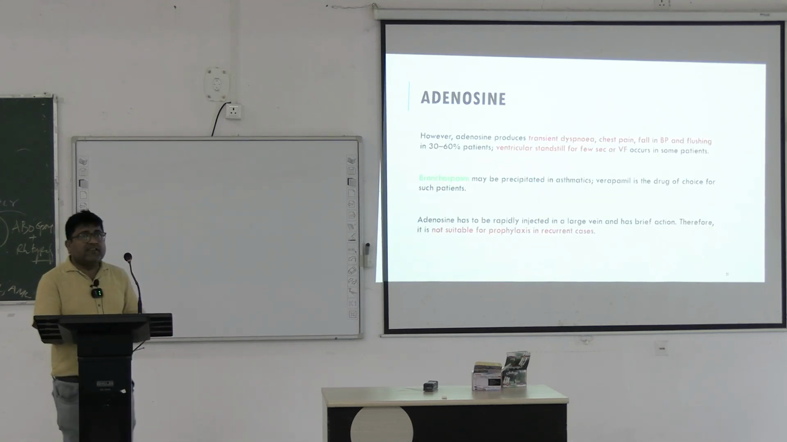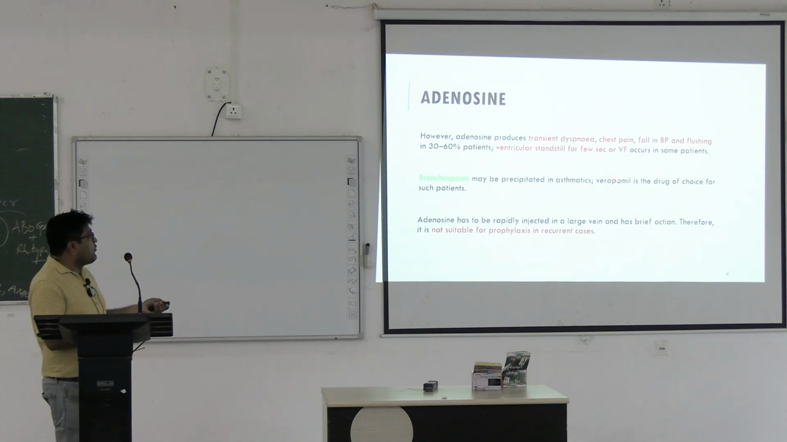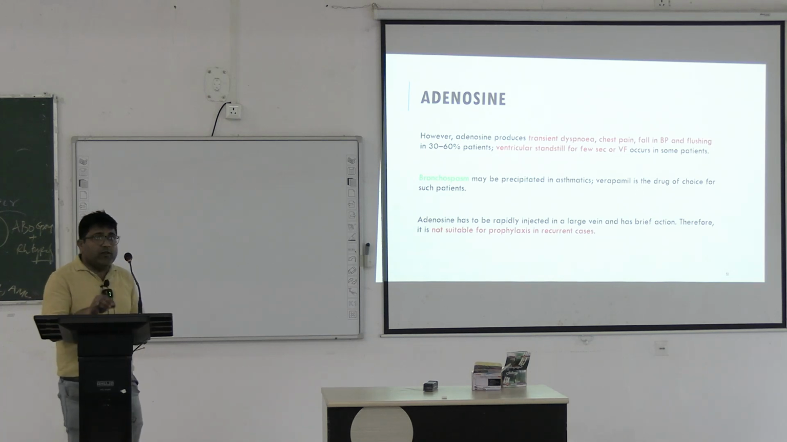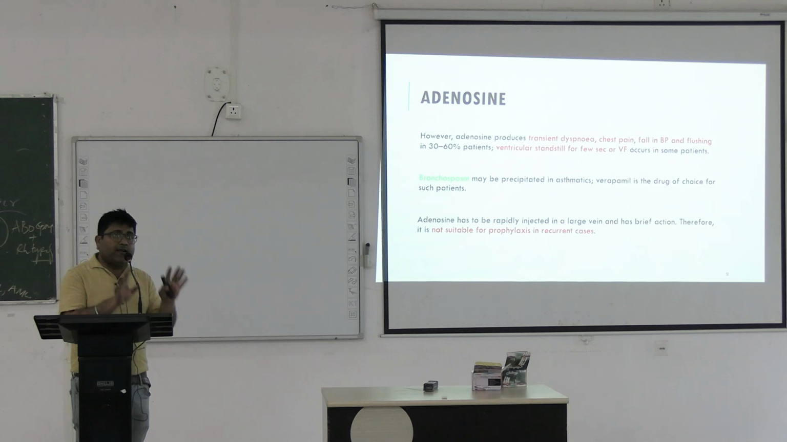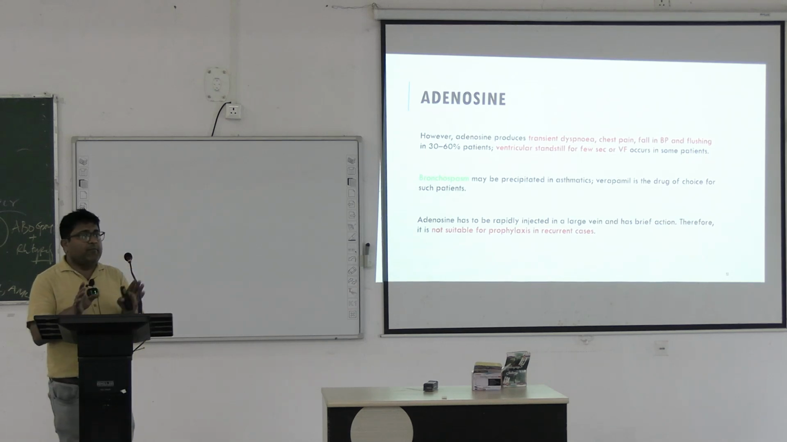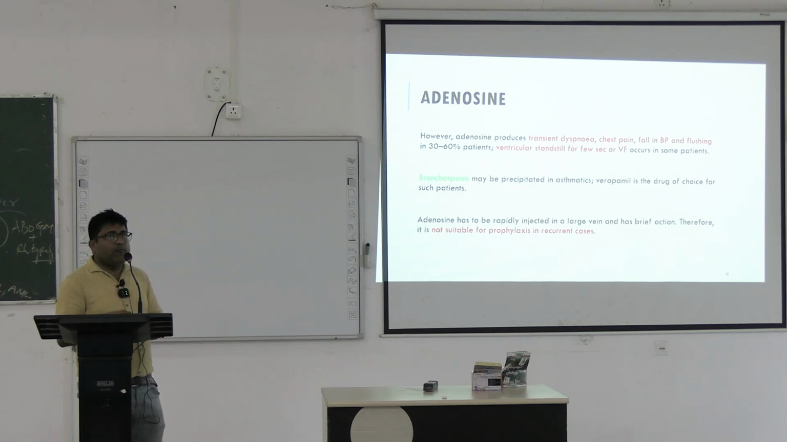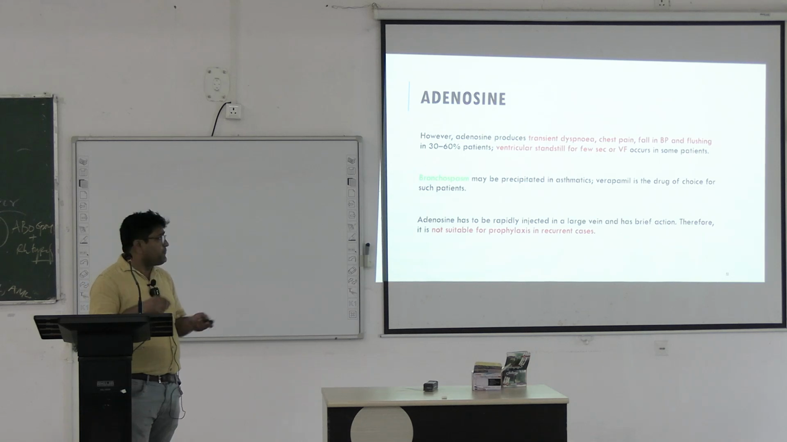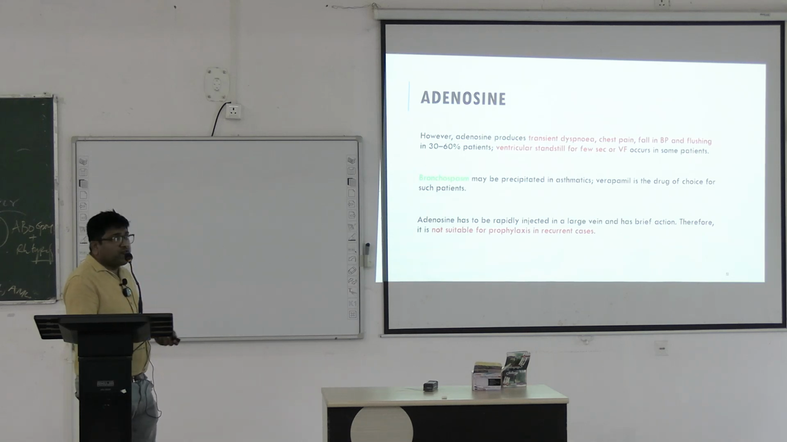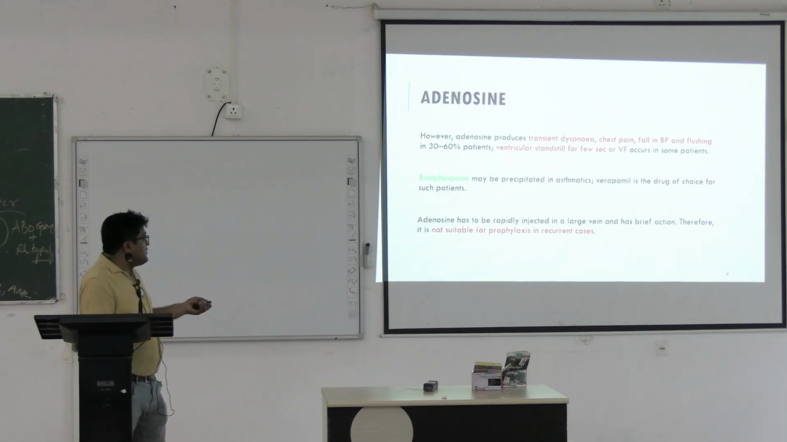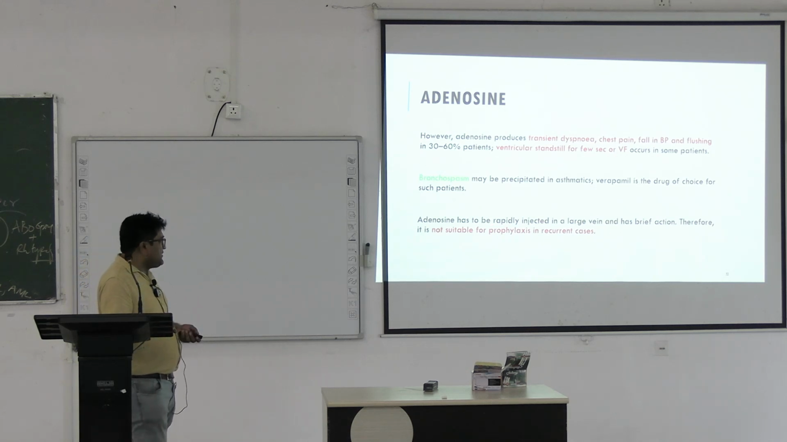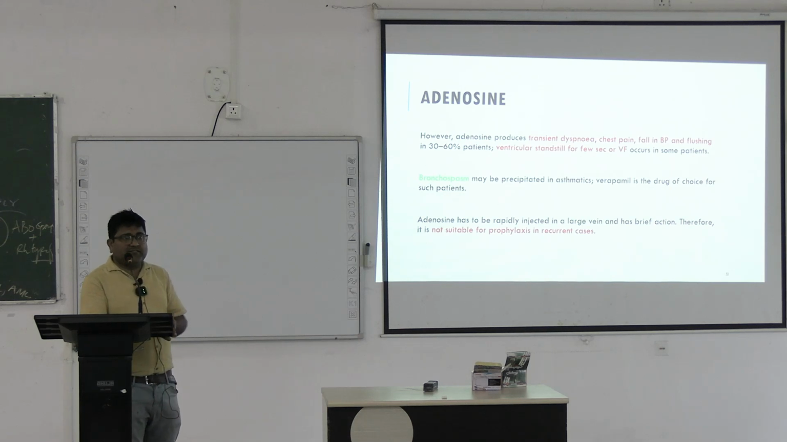Now, side effects are transient dyspnea, chest pain, fall in BP, flushing. Ventricular standstill, cardiac arrest can occur, but it is transient and the patient may not feel the event. Bronchospasm can be precipitated with the use of adenosine. We know adenosine receptors are present in the bronchial tree. Verapamil is the drug of choice for such patients. Now adenosine has to be rapidly injected into a larger vein and has a very brief action. It is not suitable for prophylaxis because it is not possible to give it intravenously repeatedly.